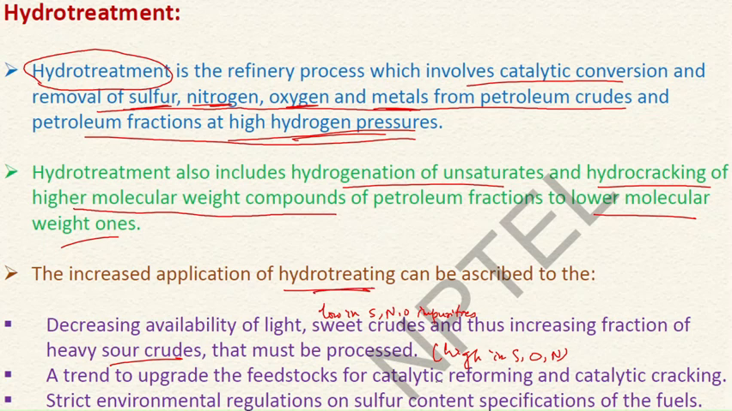Then a trend to upgrade the feedstock for catalytic reforming and catalytic cracking, because in this catalytic reforming and catalytic cracking, catalyst is involved. So if we do not hydrotreat it and remove all the sulfur and nitrogen components out of it, then it may deactivate the catalyst involved in reforming and cracking procedure. So to do that we need to upgrade the feedstock of catalytic reforming and catalytic cracking procedure. Okay, and strict environmental regulations on sulfur content specifications of the fuel. Obviously, due to the environmental regulations and climatic reasons, also we need to hydrotreat our crude.